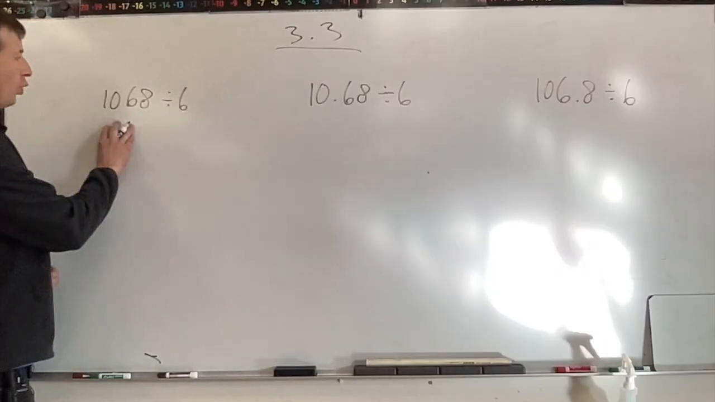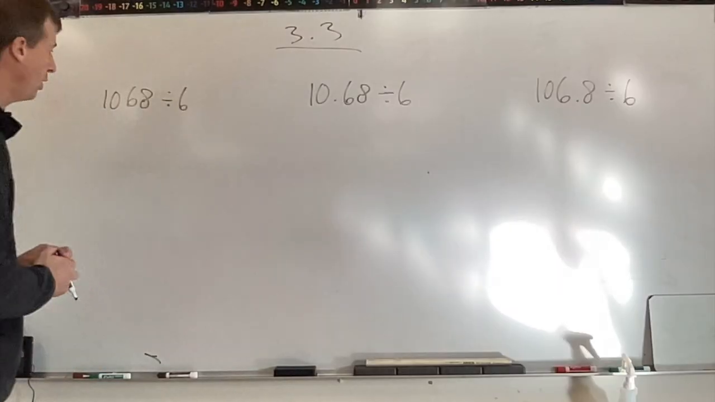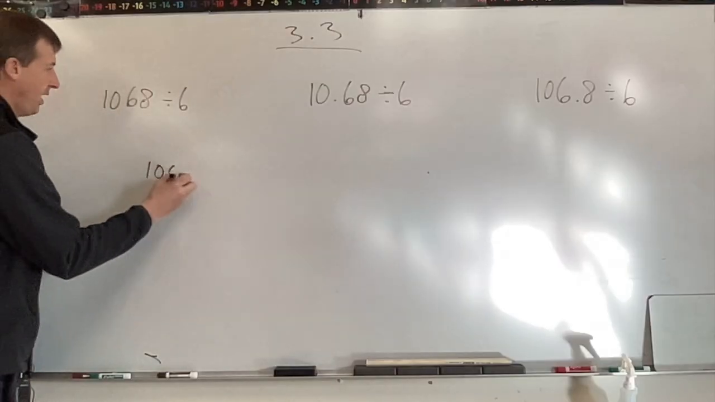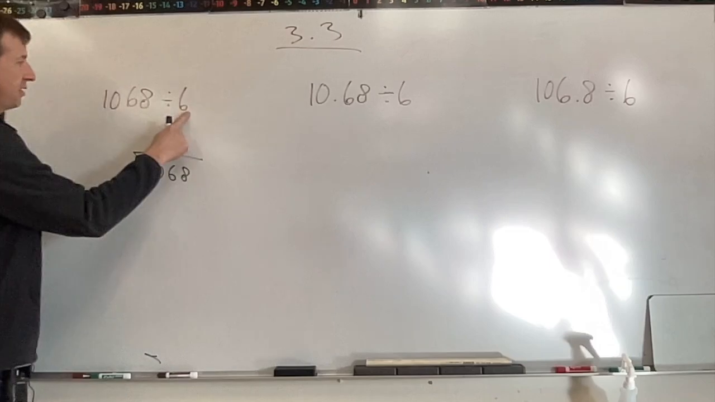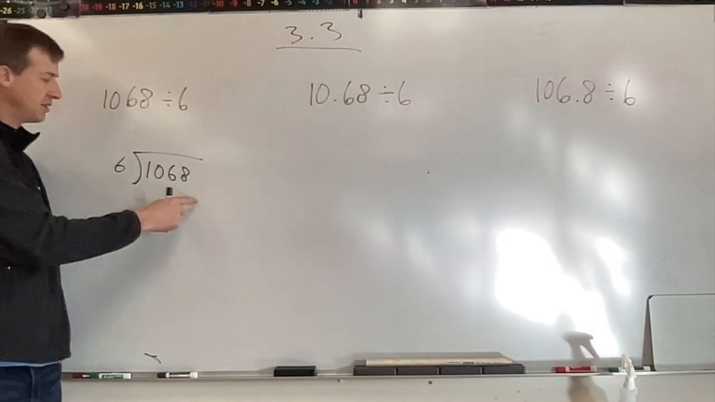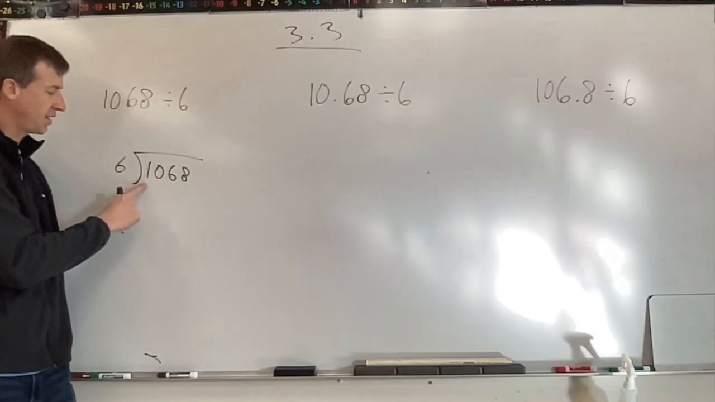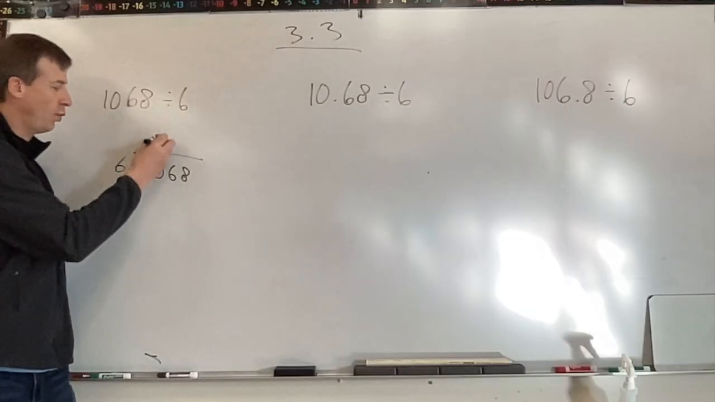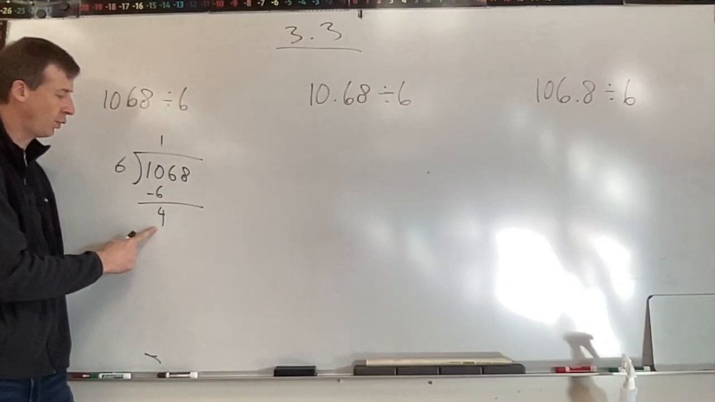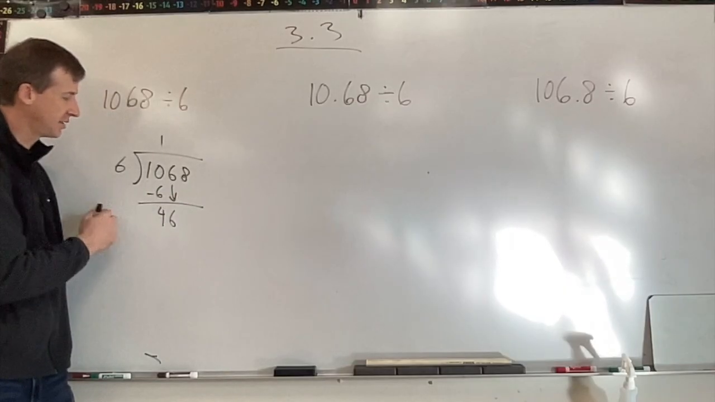Let's start with just a whole number divided by a whole number. So this is in your notes. Remember, when we write this with the fraction symbol, we reverse it so the divisor goes out in front, the dividend goes inside. If we've got 1068 divided by 6, 6 can't go into 1, 6 can go into 10 one time. Minus 6 gives me a 4, so 10 minus 6 is 4. I bring down this 6.